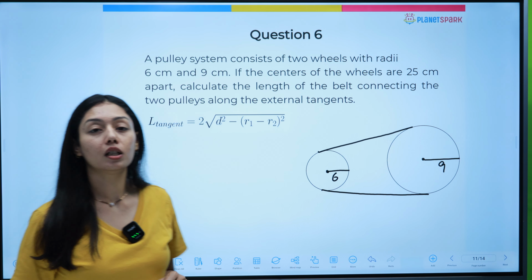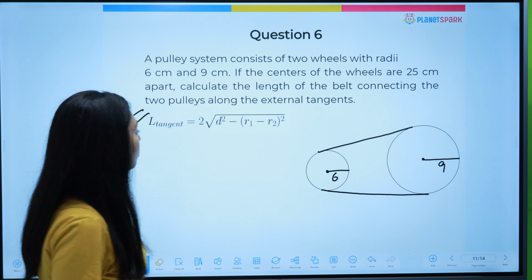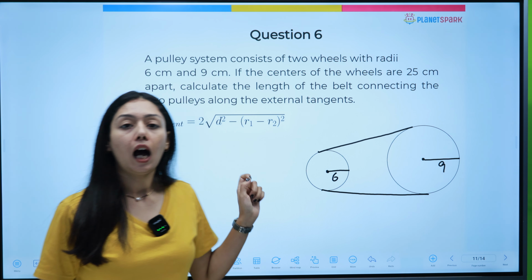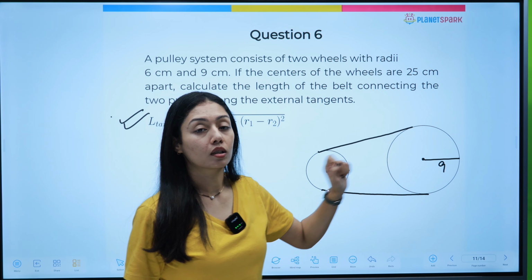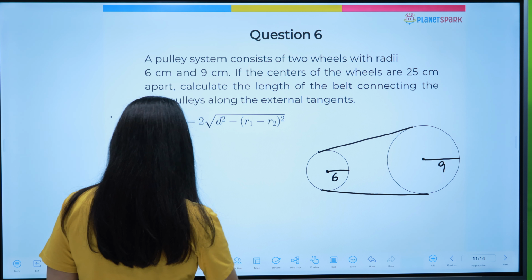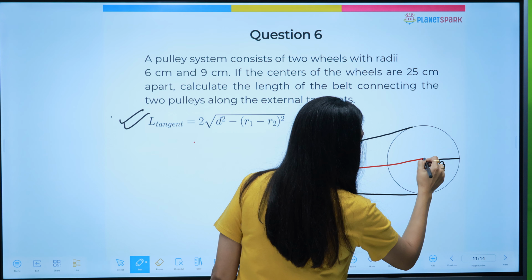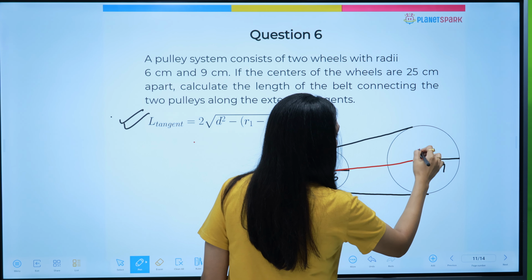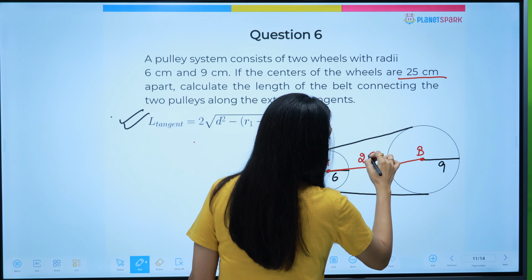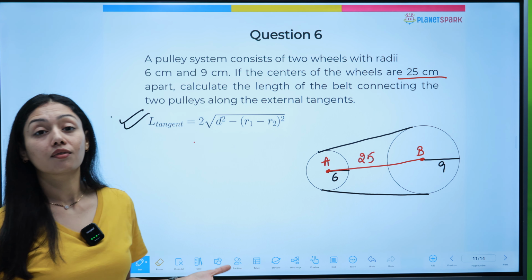And how do we find the length of the common tangents when we have two circles? Yes everybody, that is the formula: 2 times under root d square minus bracket r1 minus r2 whole square. What are r1 and r2? The radii of these two circles. And d is what? The distance between the centers. Let's say this point is A, this point is B, and the distance between the centers of the wheels is also given to us: 25 centimeters. Everything is given everybody. We have the radii, the distance is there, so we can find the length.